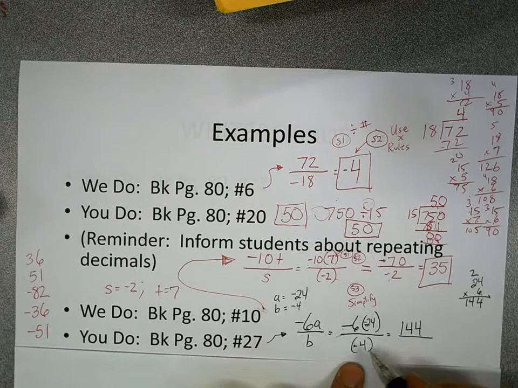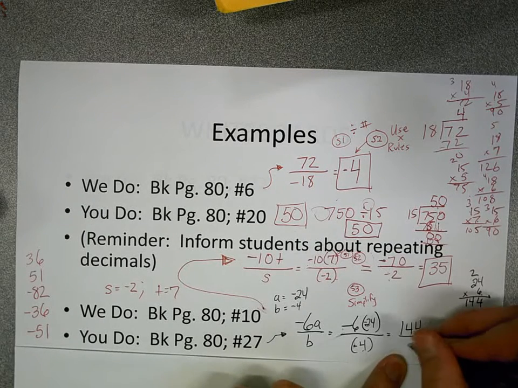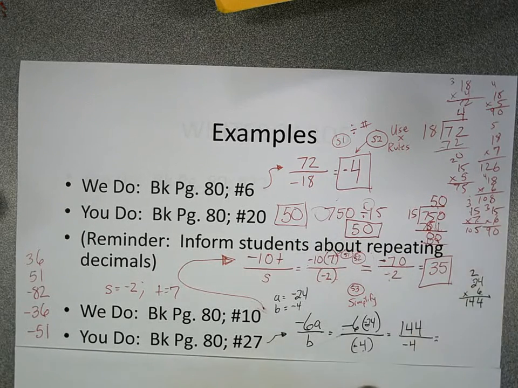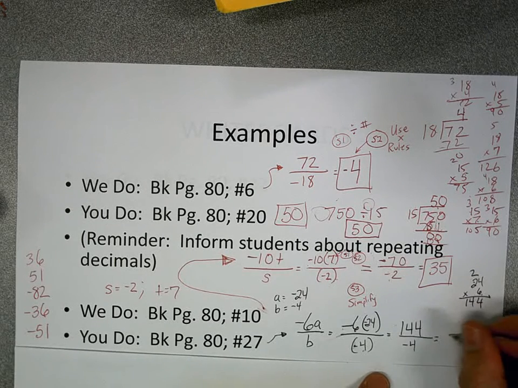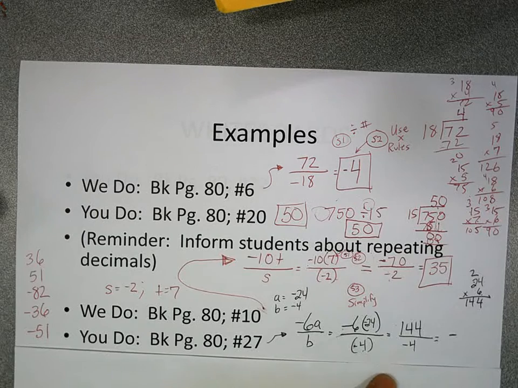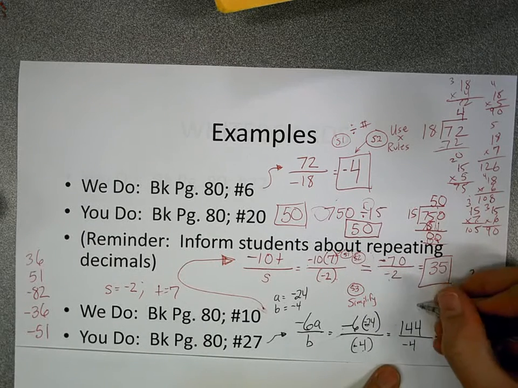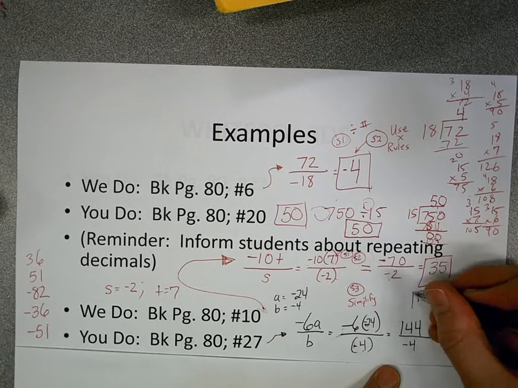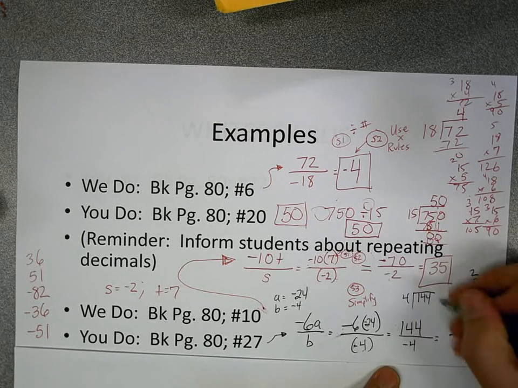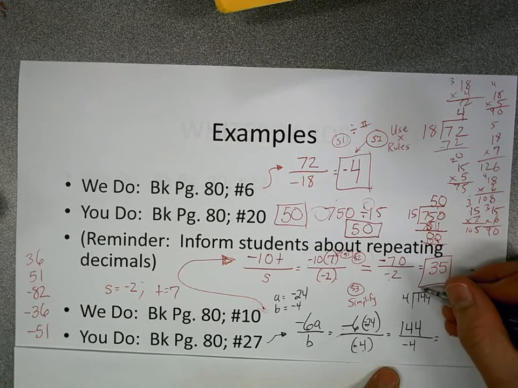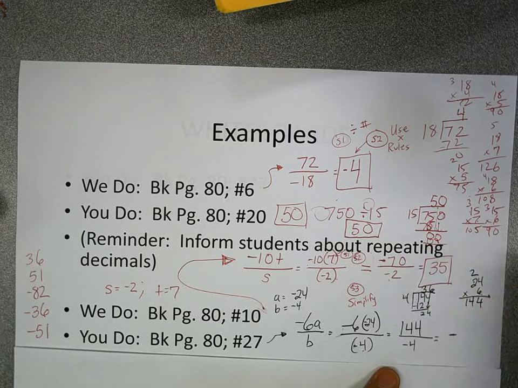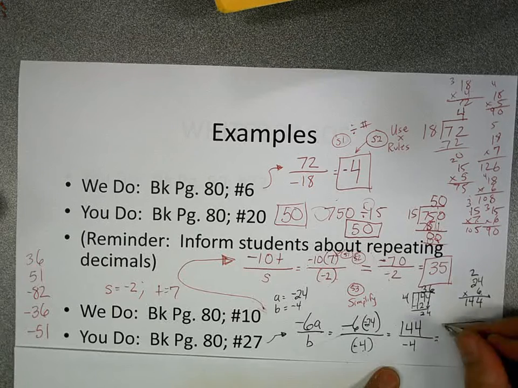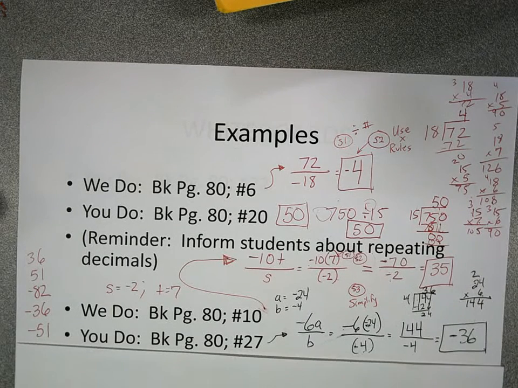I don't need to simplify anything else, I'll just bring it over. Right off the bat, I can see positive divided by a negative gives me a negative. Now I'm going to do my division: 144 divided by 4. 4 goes not into 1, but into 14 3 times. 3 times 4 is 12. Bring down the 4, and 4 goes into 24 exactly 6 times. So we end up with a negative 36.